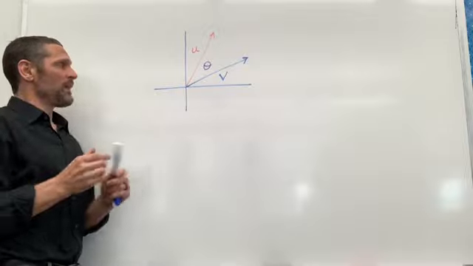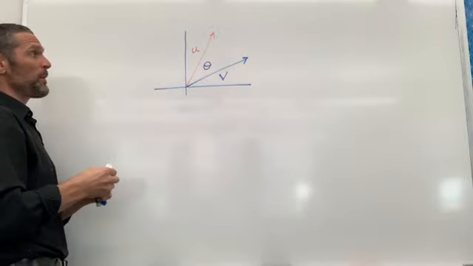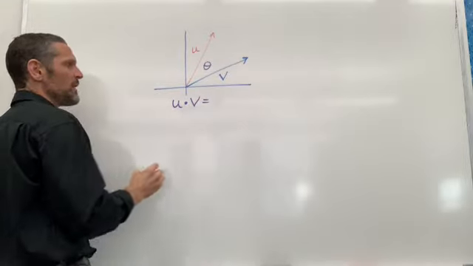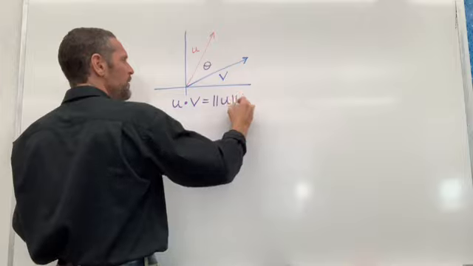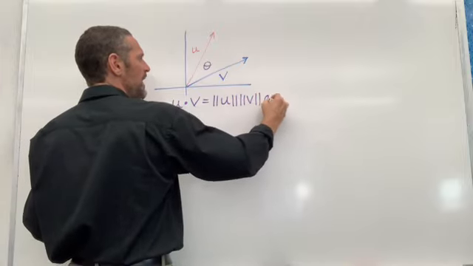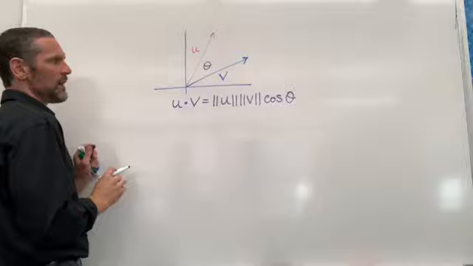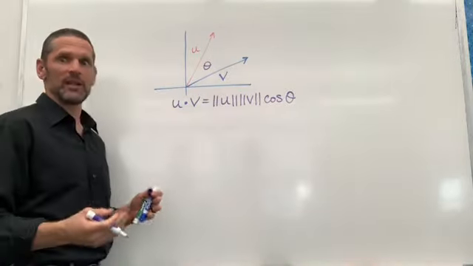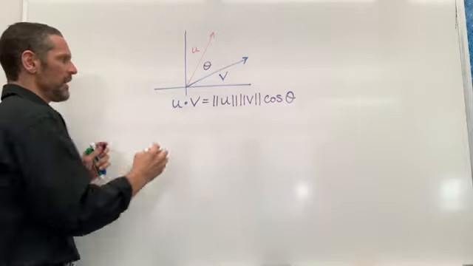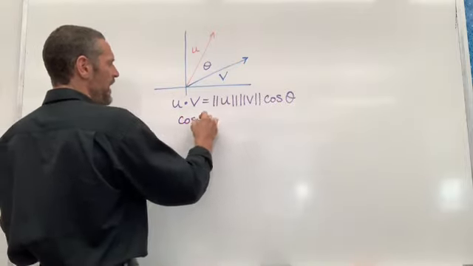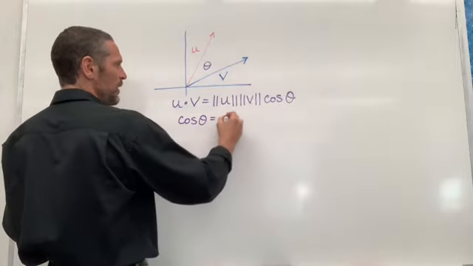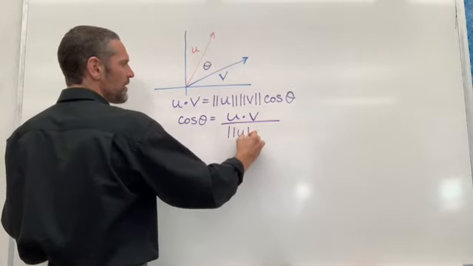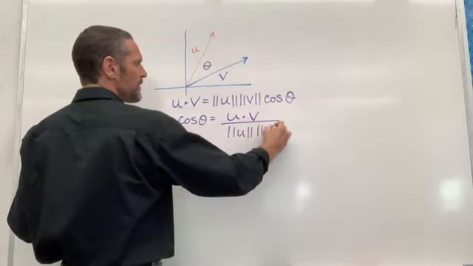To find that angle, I can use my second formula for the dot product. u dot v is also equal to the magnitude of u times the magnitude of v times cosine of the angle between them. That's going to allow us to isolate cosine theta and eventually take the inverse of cosine to find that angle. So cosine of theta is equal to the dot product, which we can find easily, over the magnitude of u times the magnitude of v.